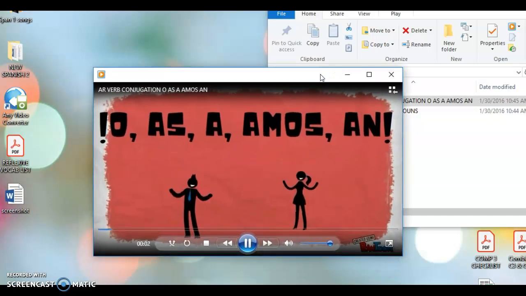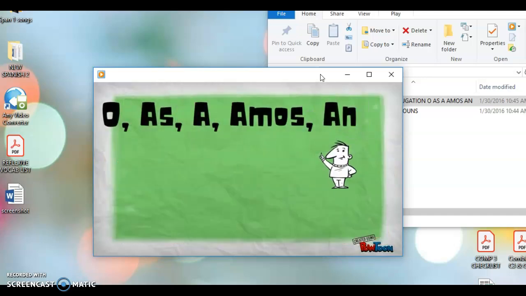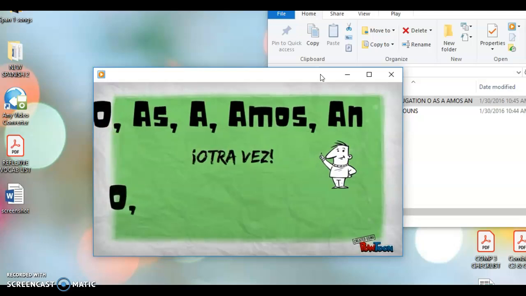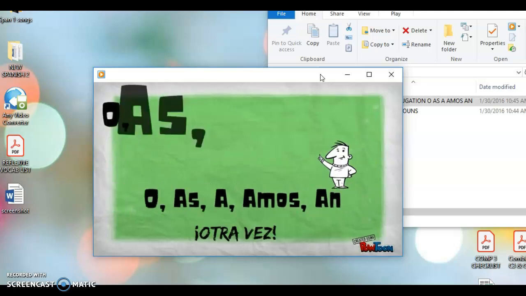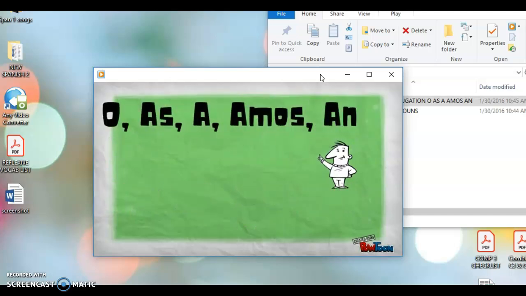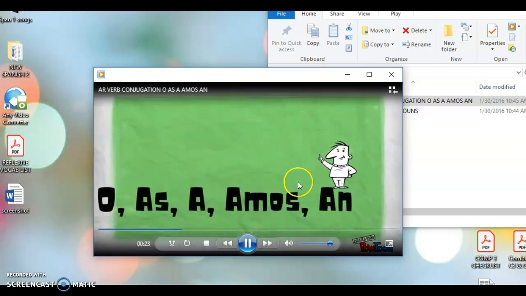Mi gente, reggae style. Tú sabes. Now vamos. Come on. O, as, a, amos, an. Otra vez. O, as, a, amos, an.